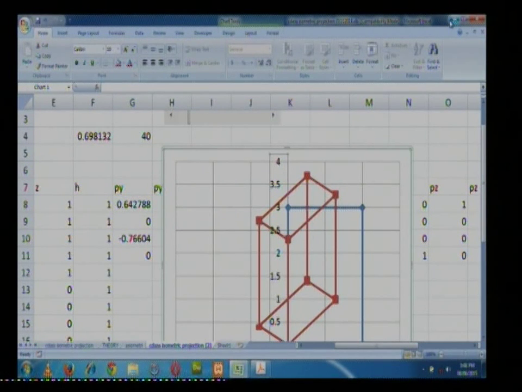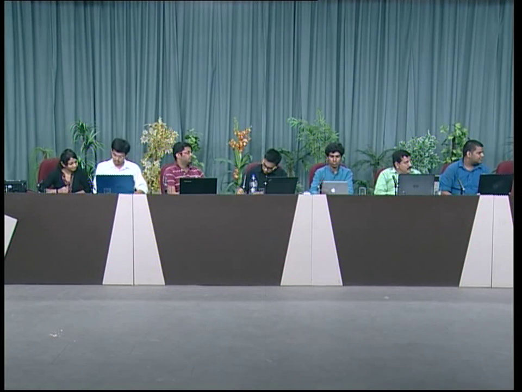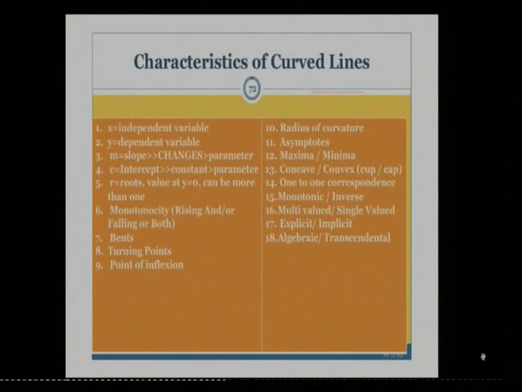So, going back to our discussion where we started with linear and non-linear, we will now start non-linear objects. Characteristics of non-linear lines, curved lines. We will come back to our original discussion.